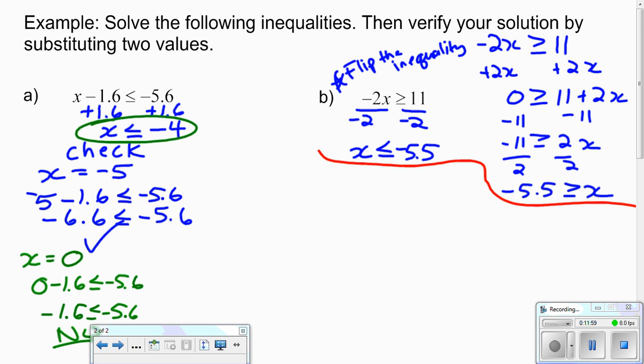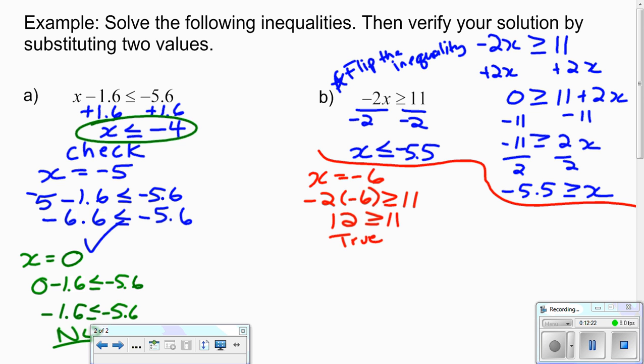So in order to prove that this works, we need to pick a value for x that is less than negative 5.5. Let's go negative 6. So negative 2 times negative 6 should be greater than or equal to 11. Negative times a negative gives us positive 12. That is true. Yay.